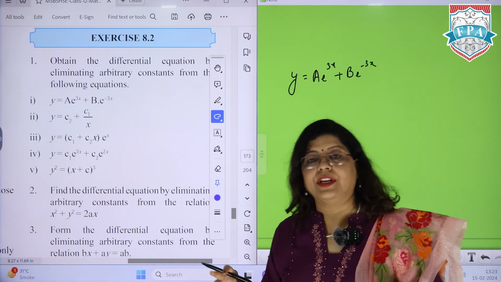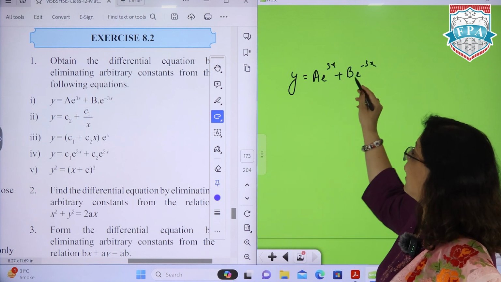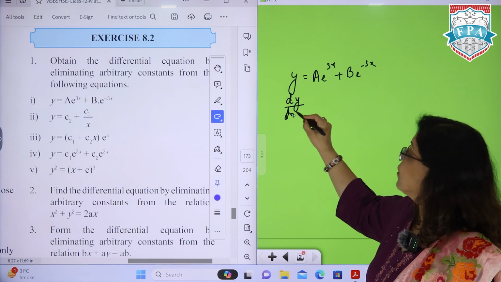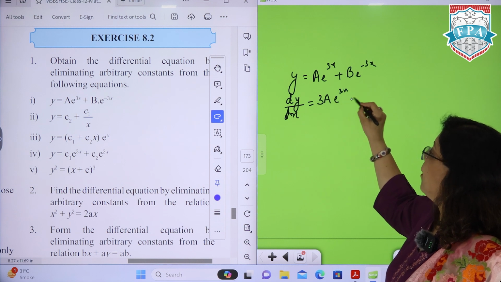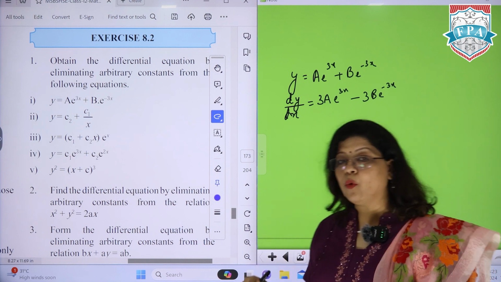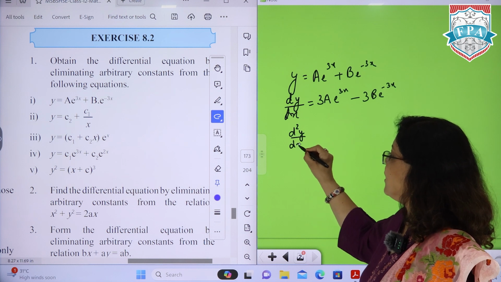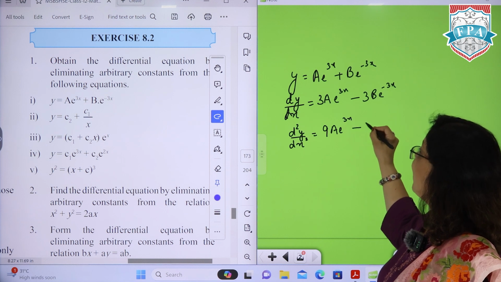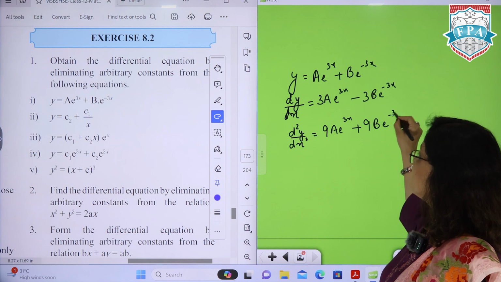Now first we'll calculate the number of arbitrary constants. We know here that we are getting two arbitrary constants, a and b. So we have to go to the second order derivative. So dy by dx is 3a e to the power 3x minus 3b e to the power minus 3x. But we have to go one more time. So we'll write d2y by dx square is equal to, now it is 9a e to the power 3x minus, or again plus, basically minus minus, so 9b e to the power minus 3x.